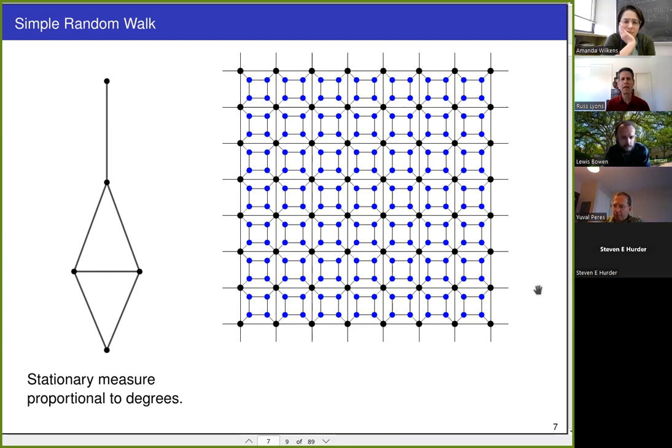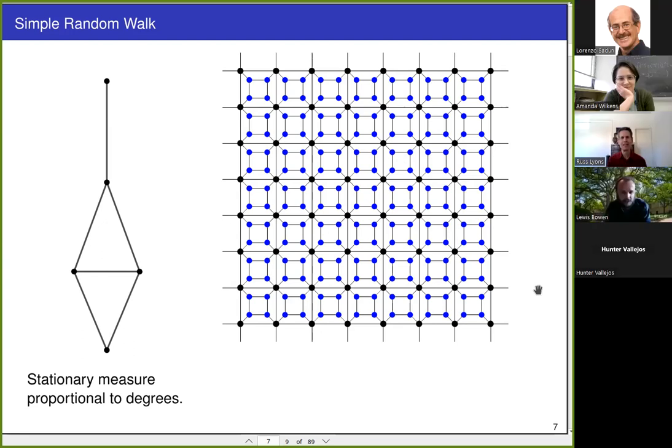Now, how many of them are black and how many of them are blue? What proportion is black and what proportion is blue? So this is where I want some audience participation. Two fractions that add to one for black and one for blue. What are they? 1/2, 1/2. Why is that?